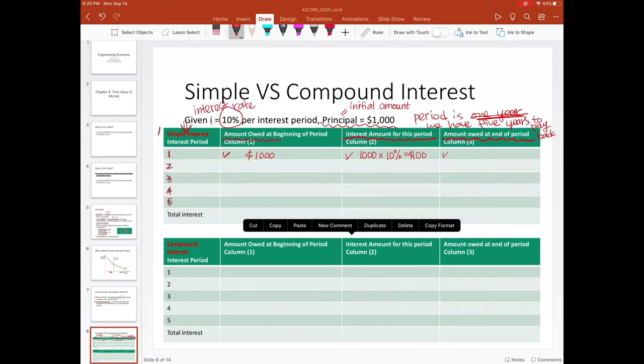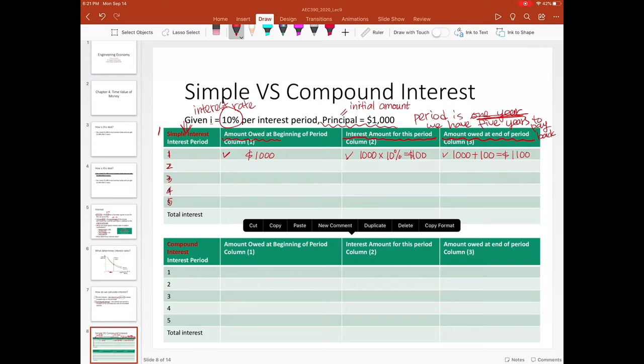All right, and then the next cell, the amount owed at the end of the period. This row is all about the first year. At the end of the first year, how much do you owe the bank? It's the initial amount, or the principal, plus the interest, because you have to pay them the investment plus the interest. That's the deal. So it's 1,000 plus that 100 interest. The result will be $1,100 at the end of the first year.